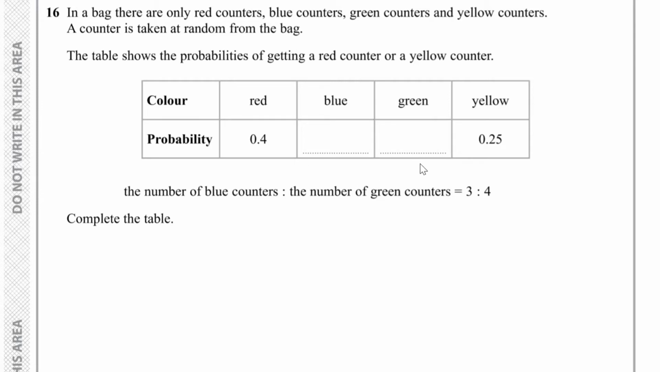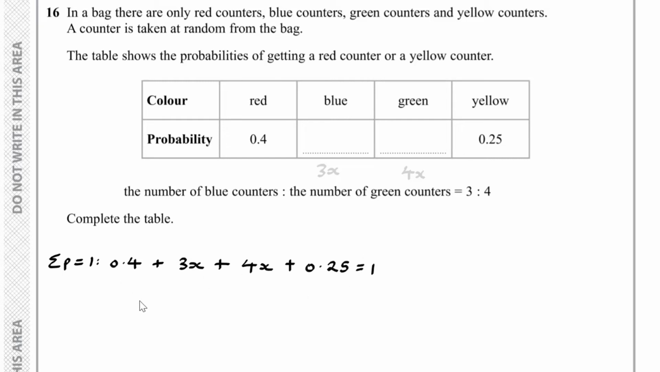Well, if the ratio here is 3 to 4, let's suppose the probability of selecting a blue is 3x, and the probability of a green is 4x, so this satisfies having the ratio 3 to 4. If we find out what x is, we can use that information to find out the number of green and the number of blue. So we know that probability adds up to 1. So we have 0.4, that's the probability of a red, plus 3x, that's the probability of a blue, plus 4x, that's the probability of a green, plus 0.25, that's the probability of a yellow. And all this is equal to 1.